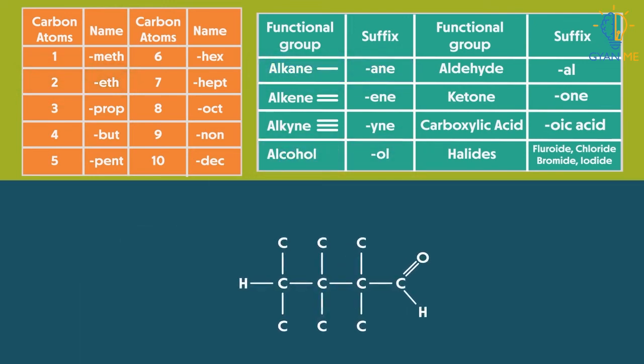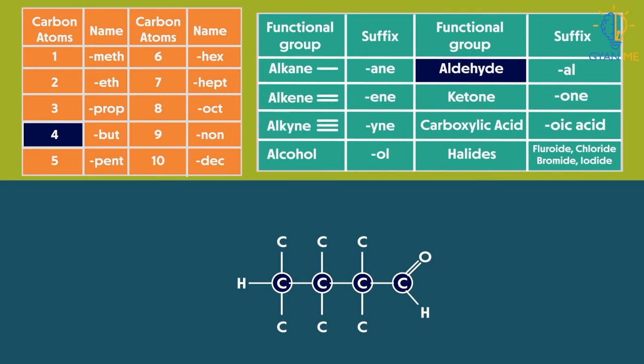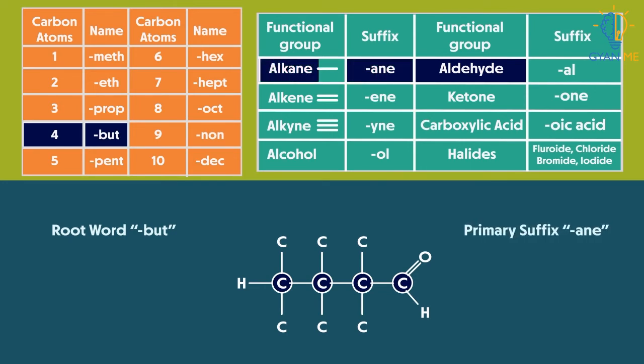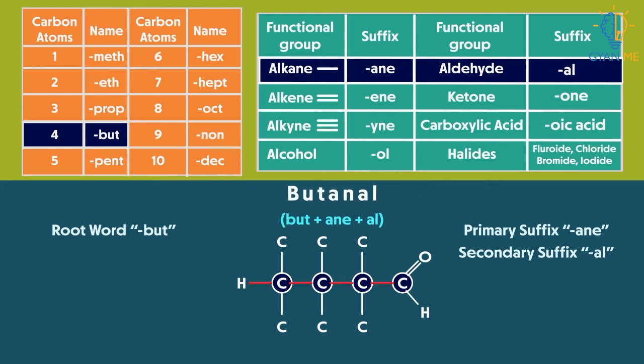Now let us take another functional group. Let's take the aldehyde group. What will be the name of this compound? As we see, the number of carbon atoms in this structure is 4. So here, the root word will be but, isn't it? Yes. And the primary suffix will be ane, as they all have single covalent bonds. What about the secondary suffix? Yes, it will be al for the aldehyde functional group. Thus, the name of this compound will be but plus ane plus al, that is butanal, or simply butane aldehyde.